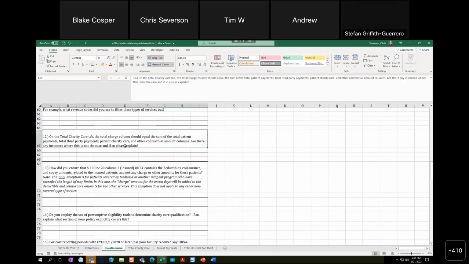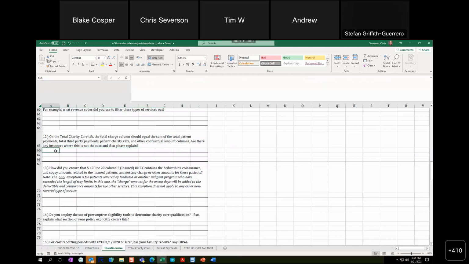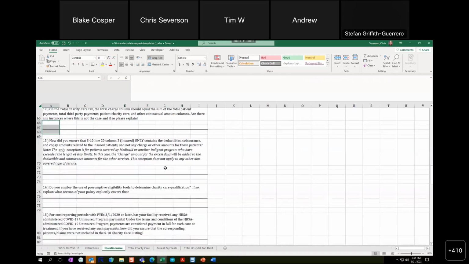This line 12 is that whole, your components cannot exceed your total. Do you have any situations where that's the case? And if so, explain. Or no, I'm sorry, this is where your components were less than the total. Maybe there was something that didn't fit into one of those columns, therefore you left it out, and now your components are less than your total charges. We're just looking for maybe an explanation why that might happen in your facility.